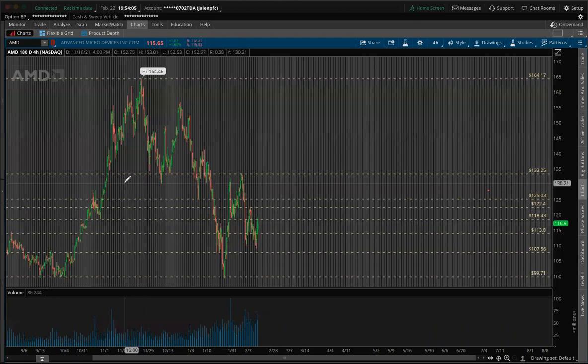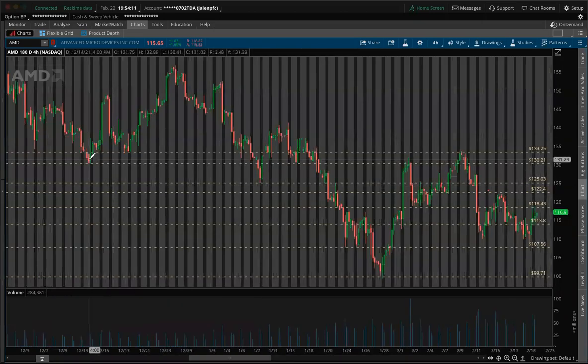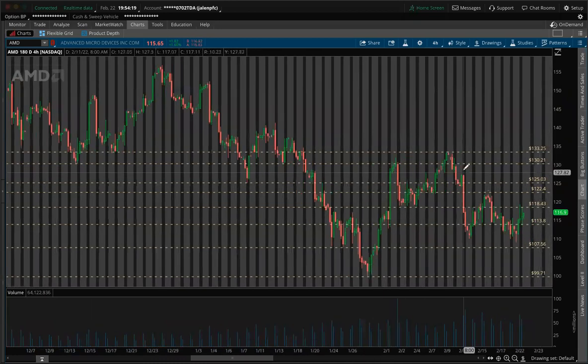As you can see, we have more levels. Everybody see why I made that a level? It touched here. It touched here. It touched here. It was resistance here, support here, resistance here.